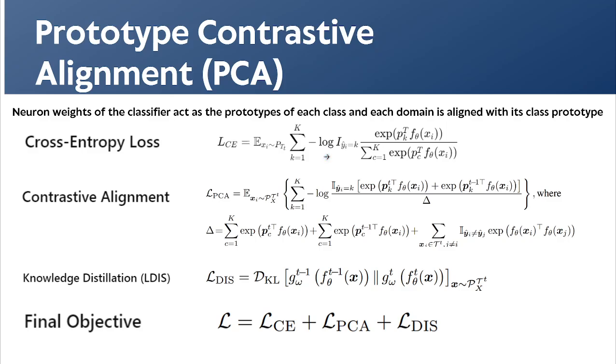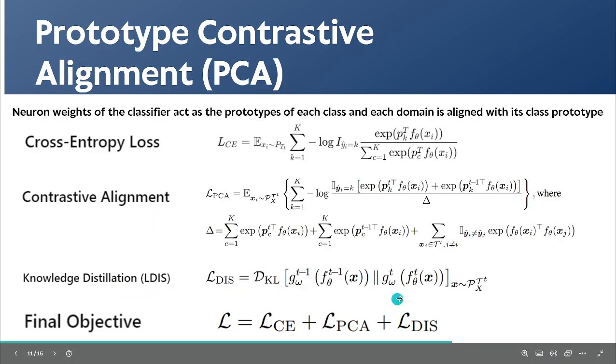Finally, prototype contrastive alignment, or PCA. It assigns the neuron weights as the prototypes for each class, and it comes up with three loss functions. The first loss function penalizes data points that are further away from their prototype, and it ensures that the data points come close to their prototype. Then the contrastive alignment penalizes cross similarities between two classes, and it ensures that the data points of one class are different from the other class. And the knowledge distillation ensures that we do not forget what we learned from the previous domain. Once we get all of these three loss functions, we try to optimize it by changing f theta and g omega, that is by tuning our neural network.